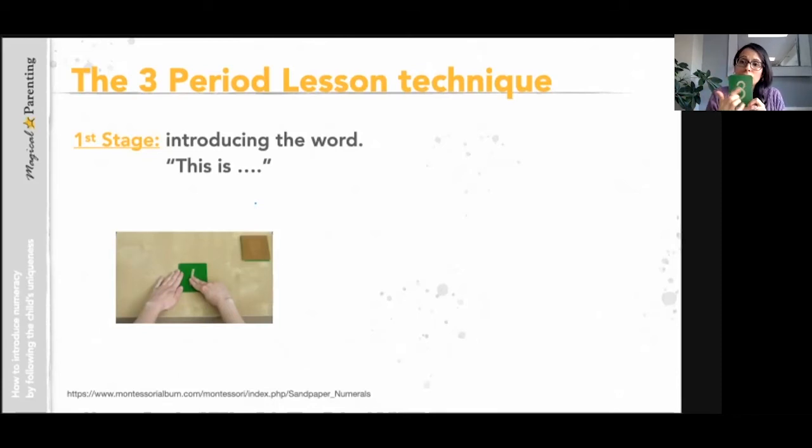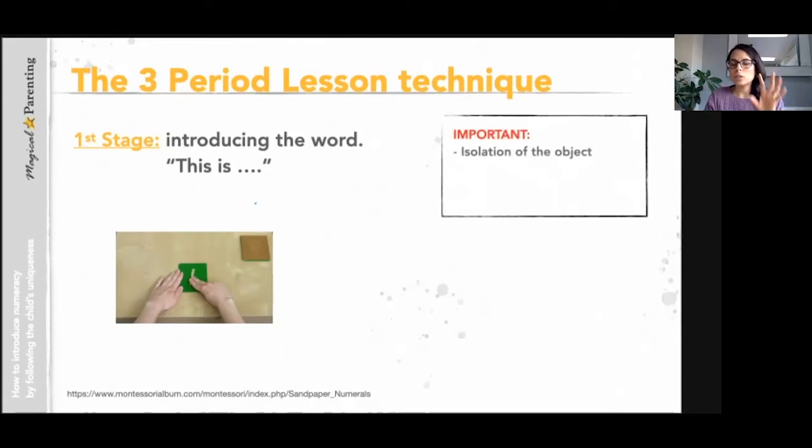So you start by touching, feeling the shape of the number, the symbol, and when you finish doing it, you say, this is 1. So this is 1, this is 1, and you repeat it 3, 4 times. And you give it to the child and you say, do you want to trace it? And then we trace it, and then we say, this is 1. Do you want to say 1? This is 1, and you repeat just a few times.